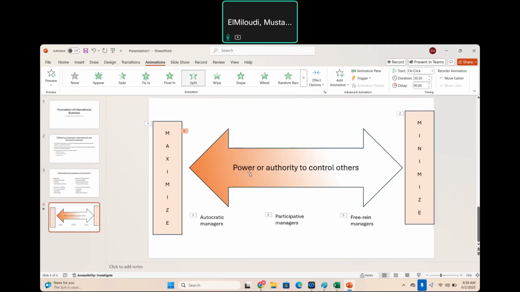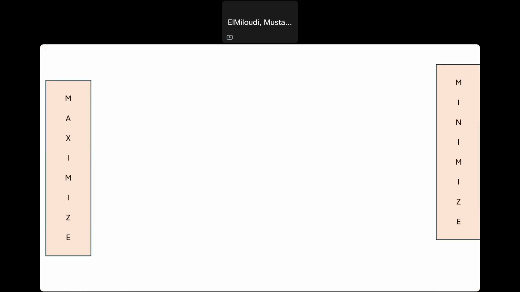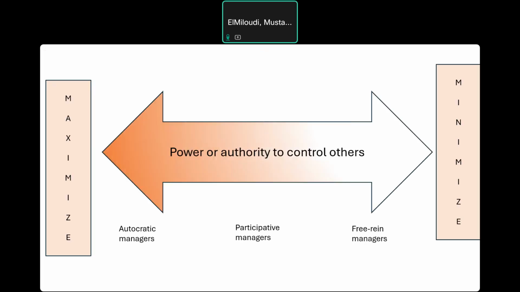So now let's try it and see how it's going to look when you use the slideshow. So if I use this, the first time, there's nothing in there. Once you click, the first one shows maximize. Next one, using the flying effect. And then after that, the three types, autocratic managers, participative managers, free reign managers, and then finally, it shows power or authority to control others.